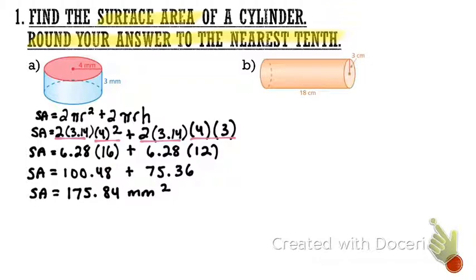So remember, with the tenths place, you're just going to look at that one, and then look over here to see if it should bump up or if it should stay the same. You can clearly see that's below 5, so we're going to say the surface area is about 175.8 millimeters squared.